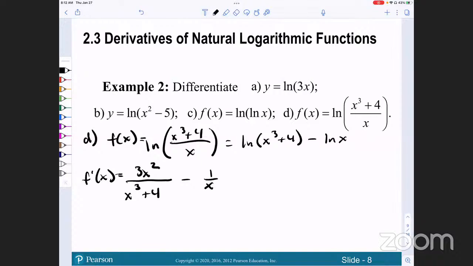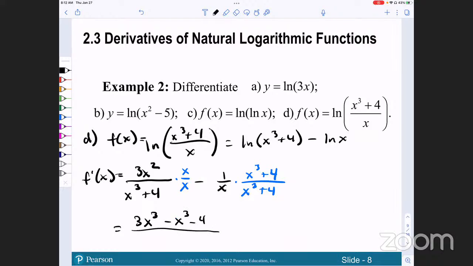So if we were going to combine these, to get a common denominator, we multiply the first by 1 in the form of x over x. The second one we multiply by 1 in the form of x cubed plus 4 over x cubed plus 4, all right? So then if we do this, we're going to have 3x cubed. Let's distribute that negative. It's going to be minus x cubed minus 4 over x times x cubed plus 4 for now.